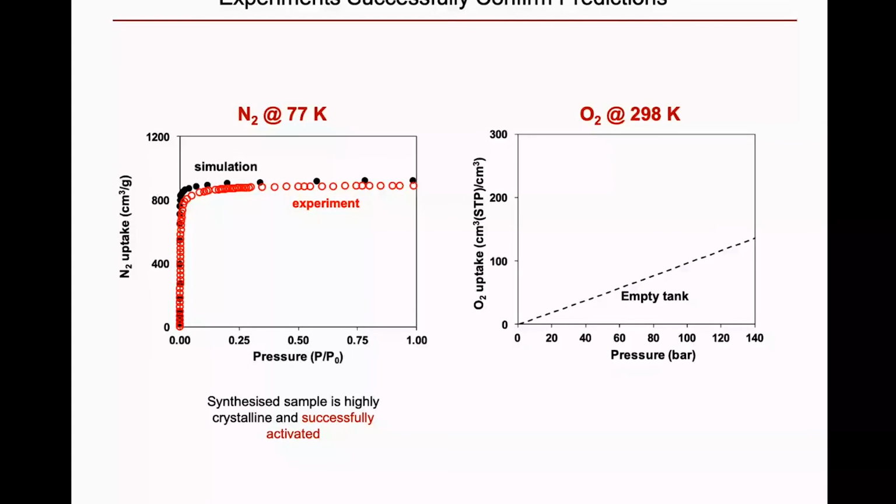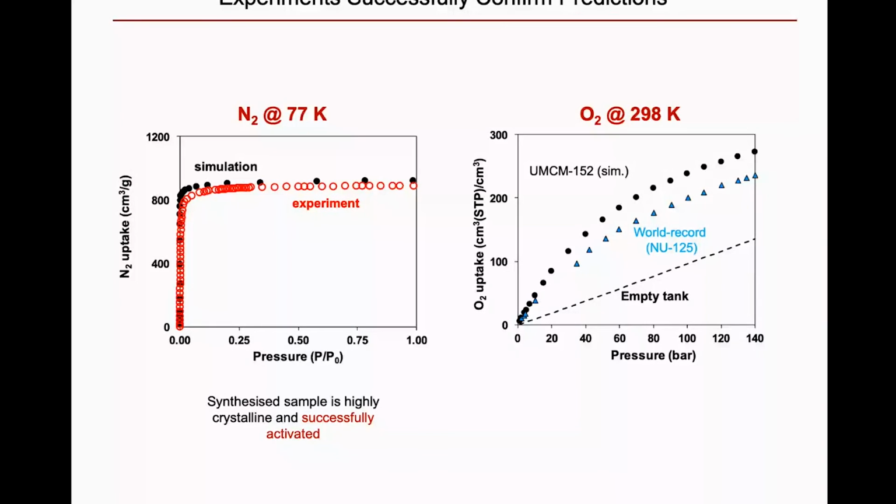And obviously we wanted to know how the structure basically works for oxygen storage. So here I'm showing oxygen uptake versus pressure. This dashed line shows how much oxygen you would adsorb in an empty tank, so by simply compressing the gas. This is the isotherm for NU-125. This is the previous world record holding material before we did the screening. This is the simulated adsorption isotherm for oxygen for UMCM-152. Remember that this was the material that we identified to be the best material to deliver oxygen volumetrically.